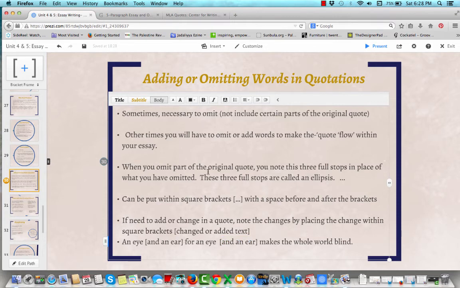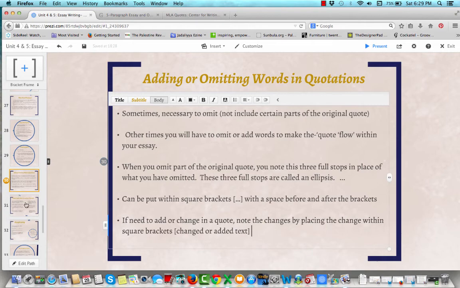Again, let's go back to when you want to remove. So, an eye for an eye makes the whole world blind. This is the original quote. I want to remove a part of it. So, an eye, let's say, makes the whole world blind. All right, I want to remove "for an eye." So what I do is I delete it. I open the bracket and then I add 3 dots called the ellipsis, close the bracket, and that's it. That tells the reader that there is another part of the quote that has been removed. All right, guys? Easy so far?